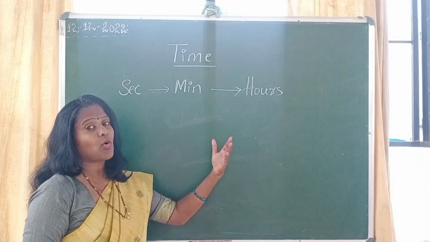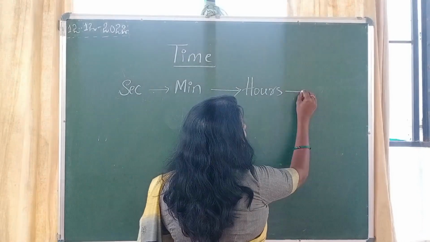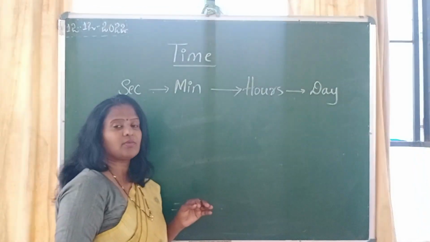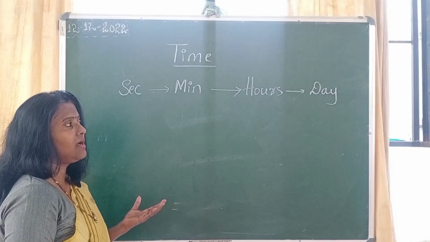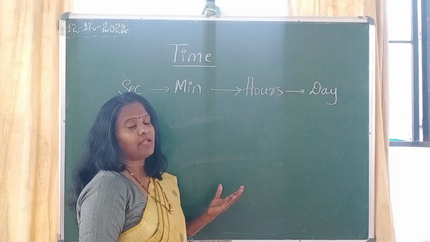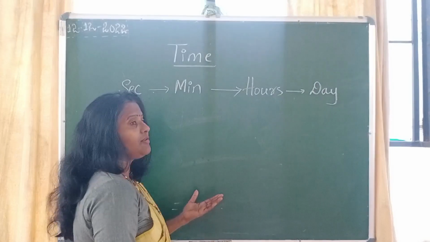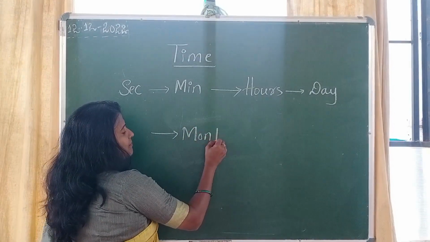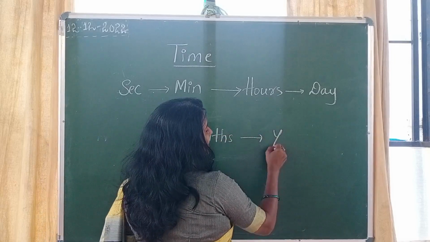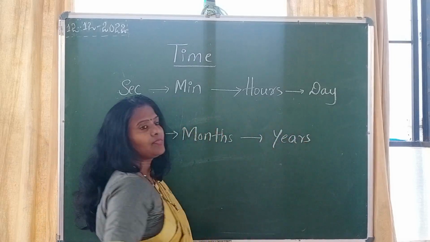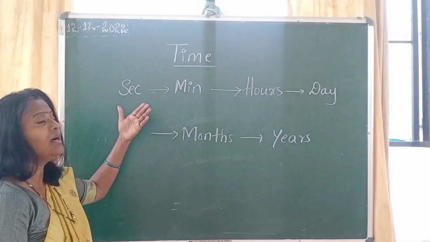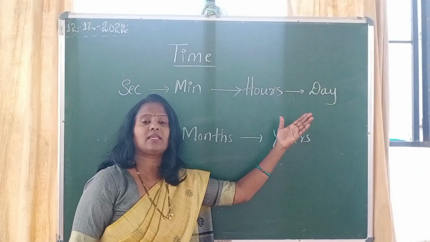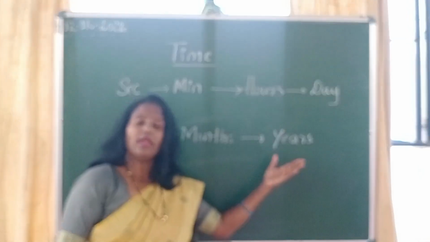If it is still more, then it may be considered as a day. If it takes a long time, then we measure in terms of days. If it is still more, then it is measured in months. Next, similarly, years. So like this, we are measuring the time. It may be in terms of seconds, minutes, hours, days, months or years.